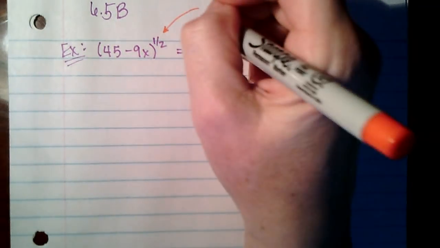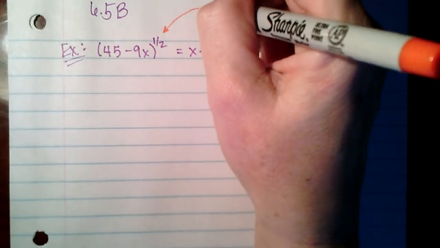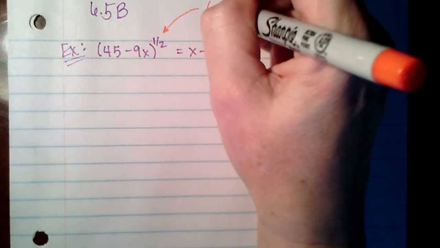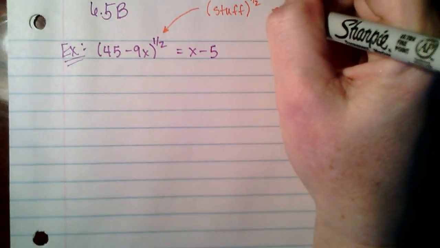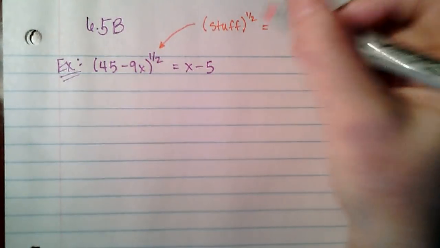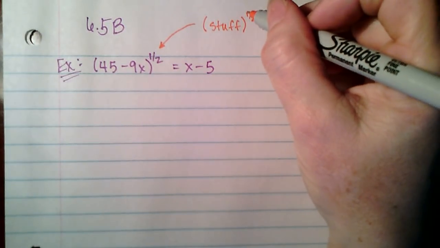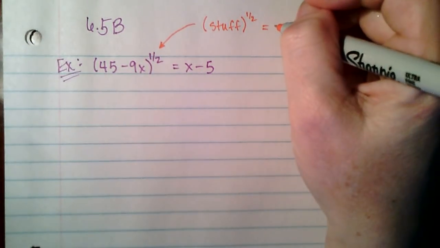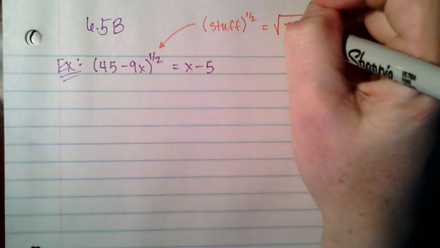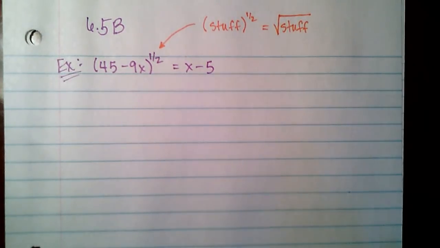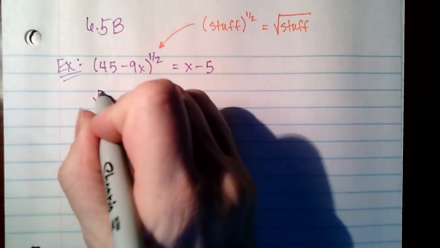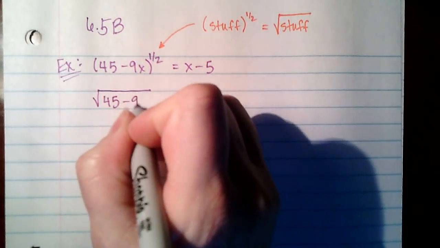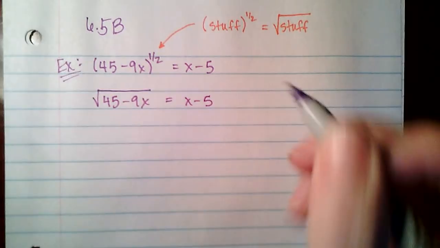Something to the 1/2 power, so if I have anything to the 1/2 power, remember what that fractional exponent means. The numerator is the power that goes on the radicand. The denominator is the index that goes to the radicals. So this would be the same thing as the square root of stuff. So if you see a 1/2 power, no worries. You can just rewrite that problem as the square root of 45 minus 9x equals x minus 5.